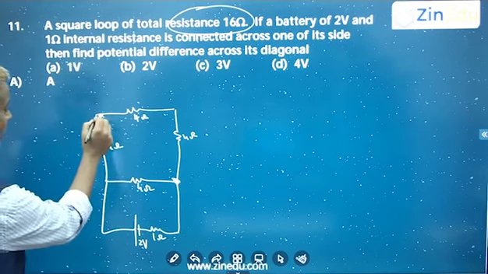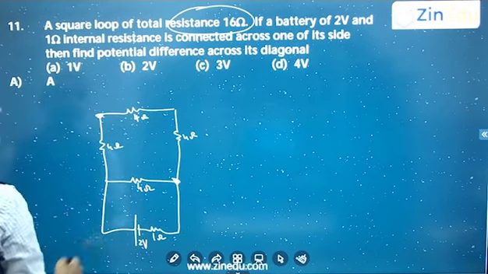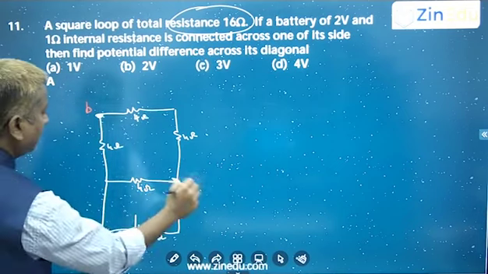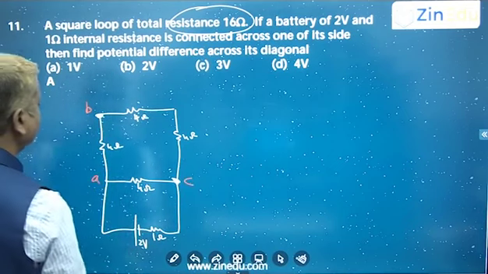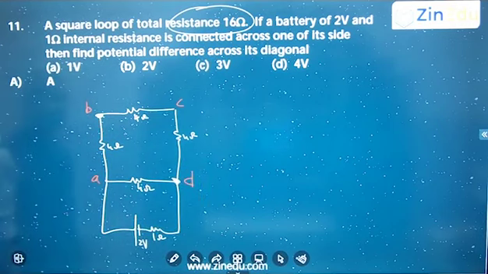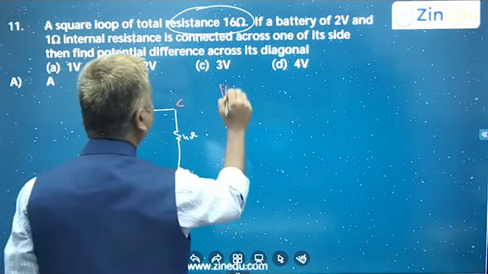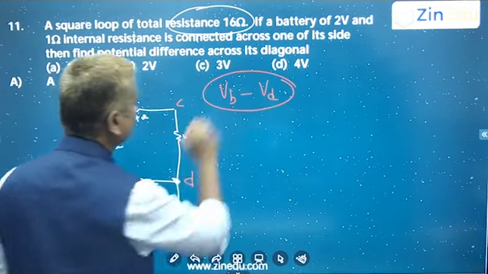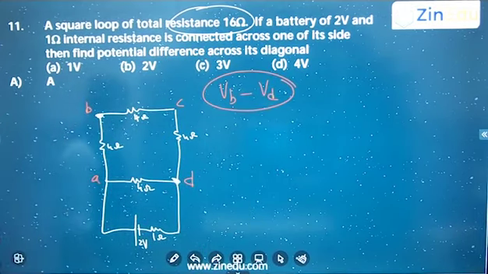I want to get the potential drop from here to here. This is point B, this is C, this is A, of course. Okay, B, this D I'll take. So I want to get the value for VB minus VD. So how do I solve? VB minus VD, this is a diagonal. You need to get the potential difference.